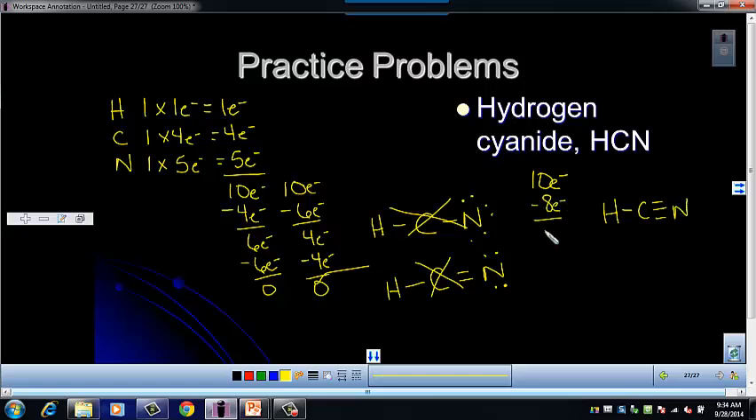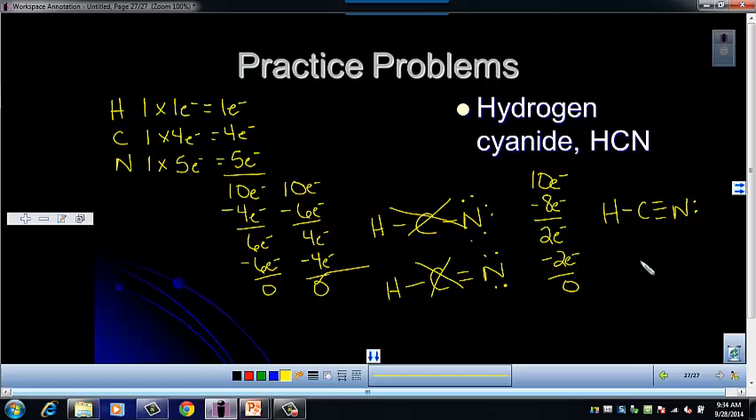Remember that each of those lines is a pair, so that counts as a triple bond, counts as 6, plus 2 is 8. We have 2 left. We're going to put those on nitrogen. Subtract that from our total. That leaves us with none. Hydrogen has a full octet. Nitrogen has a full octet, 2 in the pair and then 6 in the bonds. And then carbon has 1, 2, 3, 4 bonds, which is a full octet. This is the correct Lewis structure.